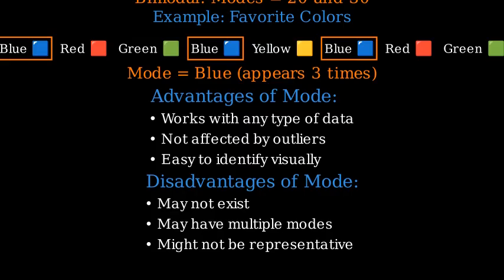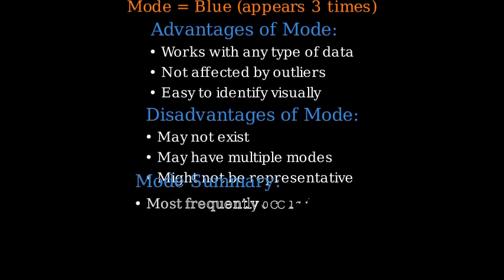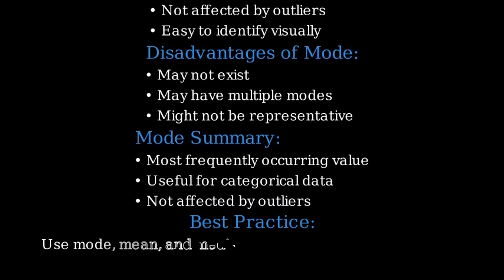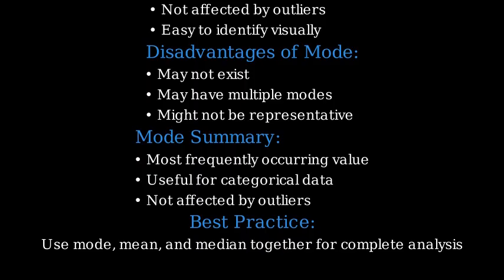In summary, the mode is the value that appears most frequently in a data set. It's especially useful for categorical data and is not influenced by extreme values. Remember that a data set may have no mode, one mode, or multiple modes. When analyzing data, consider using the mode alongside the mean and median to get a complete picture of your data's central tendency.